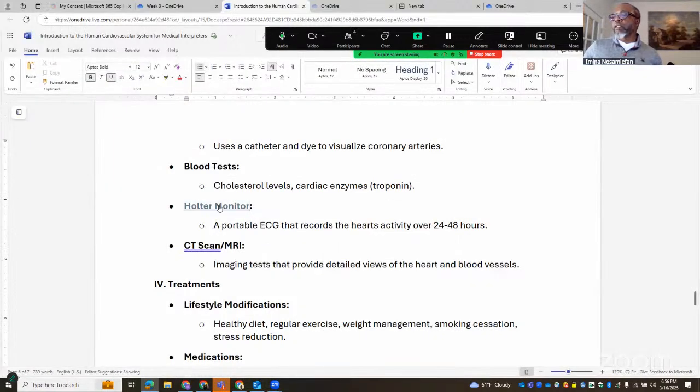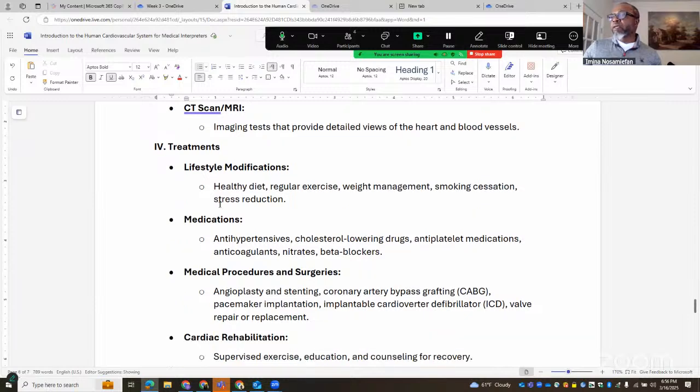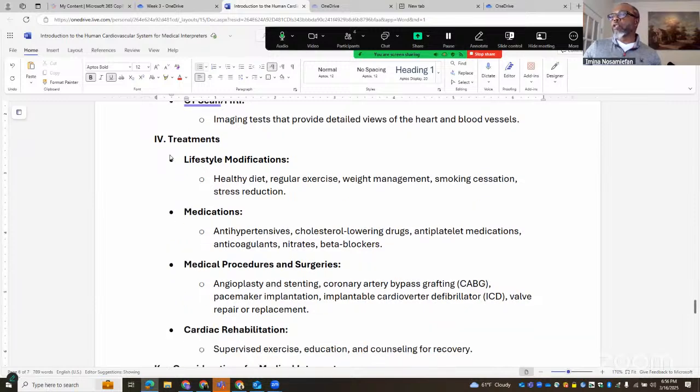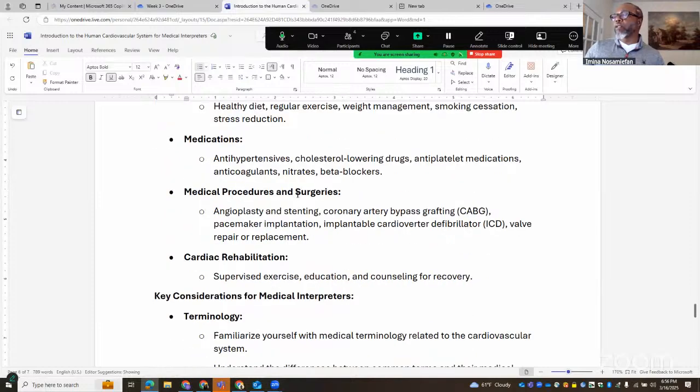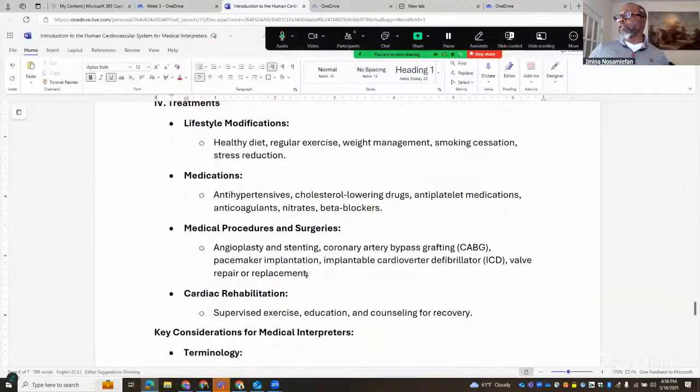All right, so there's a link there. And then, treatments: lifestyle modification, medications, depending on what you have. So antihypertensives, cholesterol, antiplatelet medications, and then medical procedures. Let me give you a bit more detail on this.